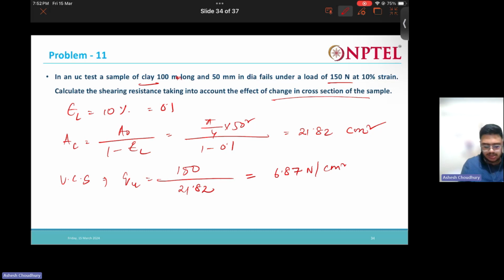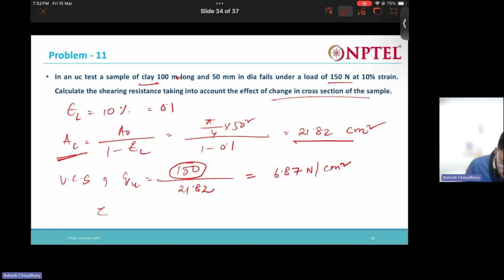Understood, right? So this is the failure area and this is the failure load. So failure load divided by the area will give us the UCS value, unconfined compressive strength. Okay, the stress value, right? Now what is asked? Calculate the shearing resistance.